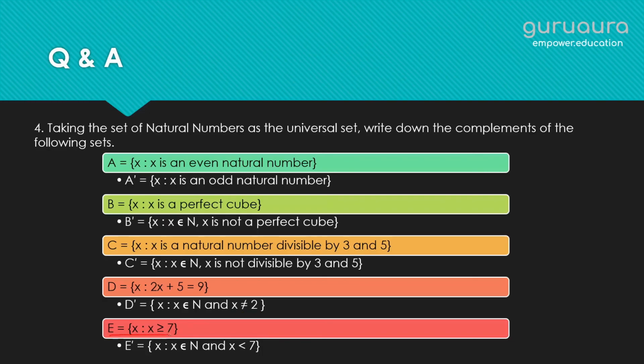x such that x is greater than or equal to 7. So the natural numbers which are greater than or equal to 7 belong to set E. Then E complement will contain all the numbers which are less than 7, excluding 7. Hence, the set of all x such that x belongs to N and x is less than 7. Hope you have got the right answer.